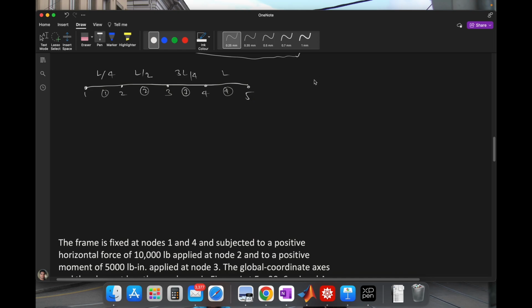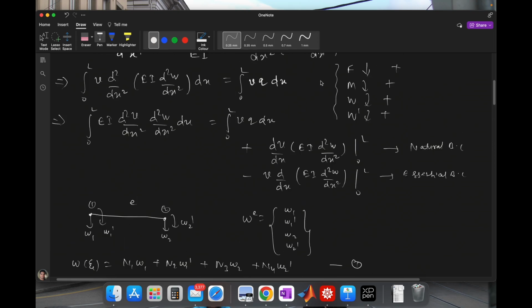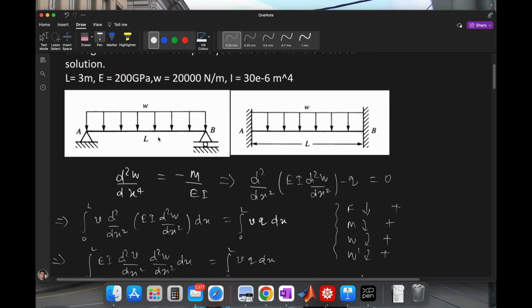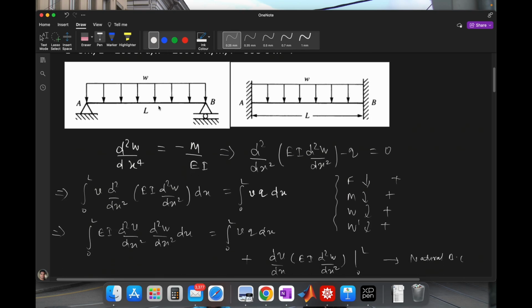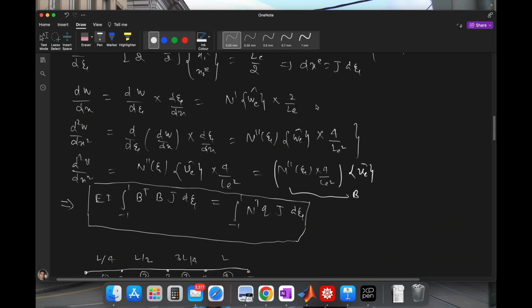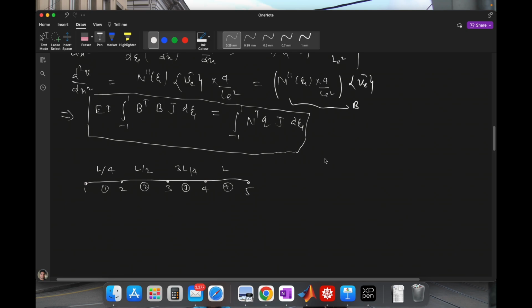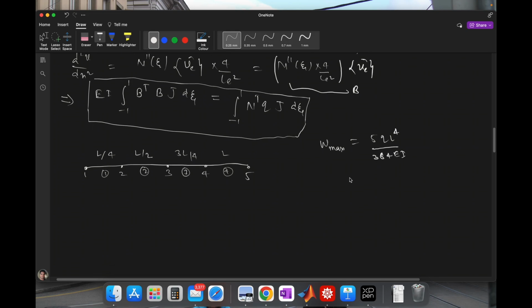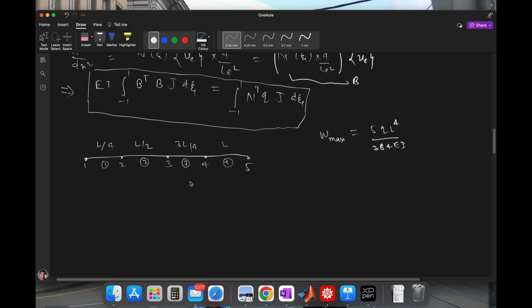We already know the analytical solution of the simply supported beam problem is like this. W max is 5 Q L raised to the power 4 divided by 384 EI. Okay, and this is happening at node 3.